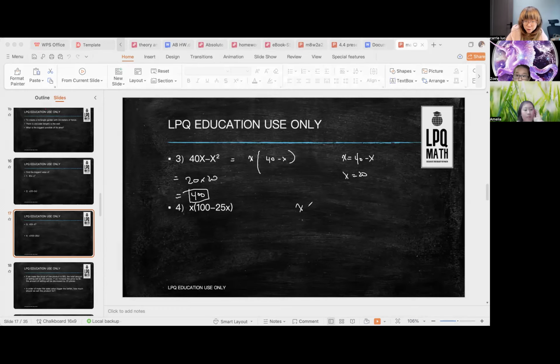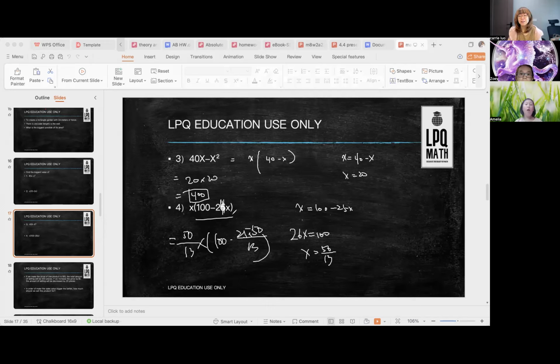Okay, next one, the same. So x equals 100 minus 25x. I was going to do 40, but I made a mistake because I forgot to put the 0 in the chat. Okay, no problem. So 26x equals 100, so x equals 50 over 13, right? So the biggest value will be 50 over 13 times 100 minus 25 times 50 over 13. That will not be a very good number. So maybe I'll change it here. 24x will be better, right? So it's easier for you to calculate.